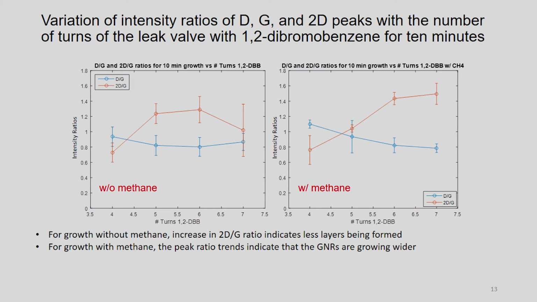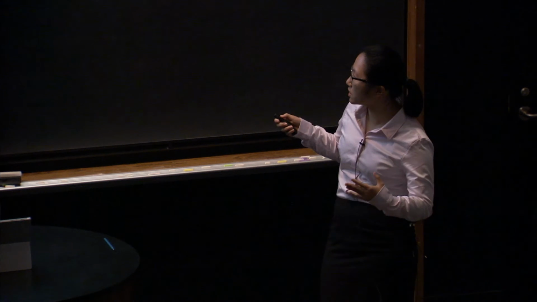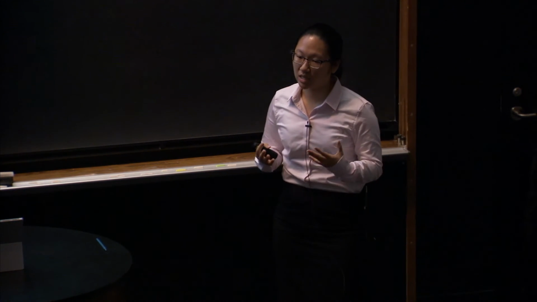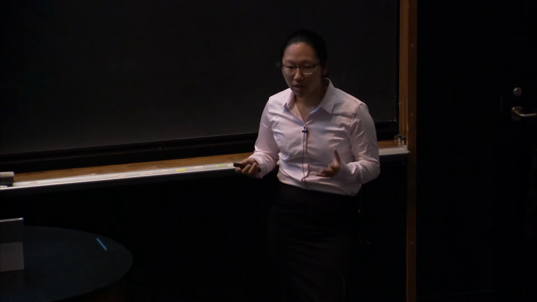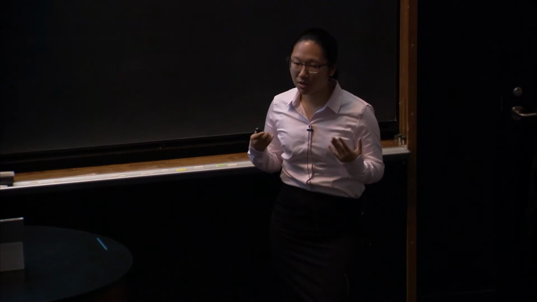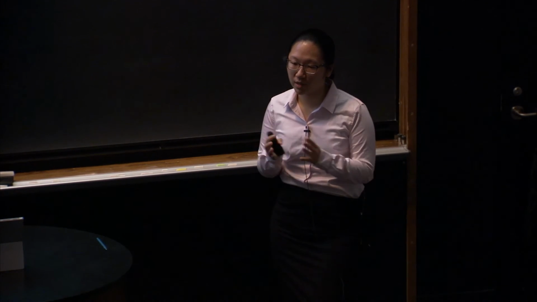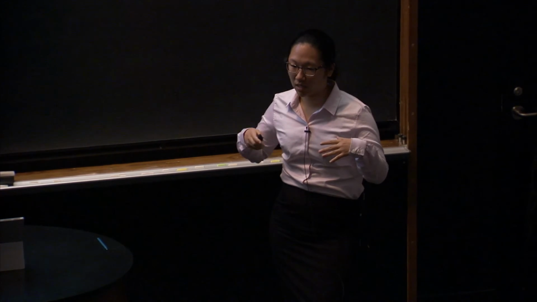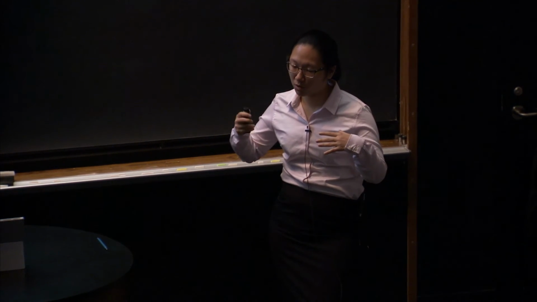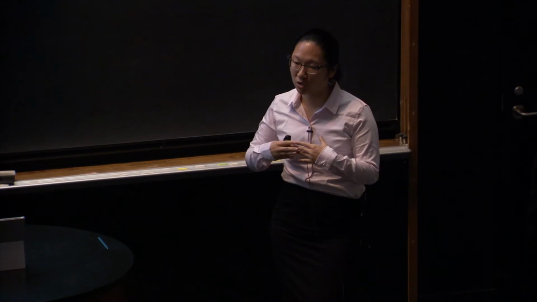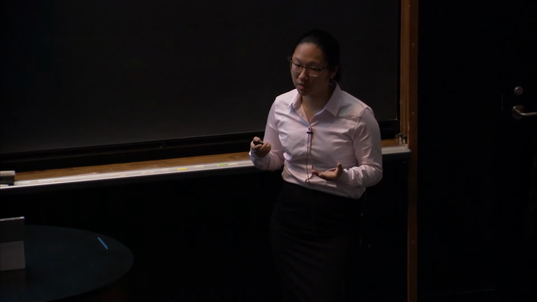However, for the graphene nanoribbons grown with methane, we see that the 2D to G peak ratio increases while the D to G peak ratio decreases. As I stated before, this indicates that the graphene nanoribbons are growing wider. So this suggests that methane impacts the formation of the graphene nanoribbons by causing them to grow wider, when normally the growth mechanism would be that the graphene nanoribbons are growing longer or new graphene nanoribbons would be synthesized.